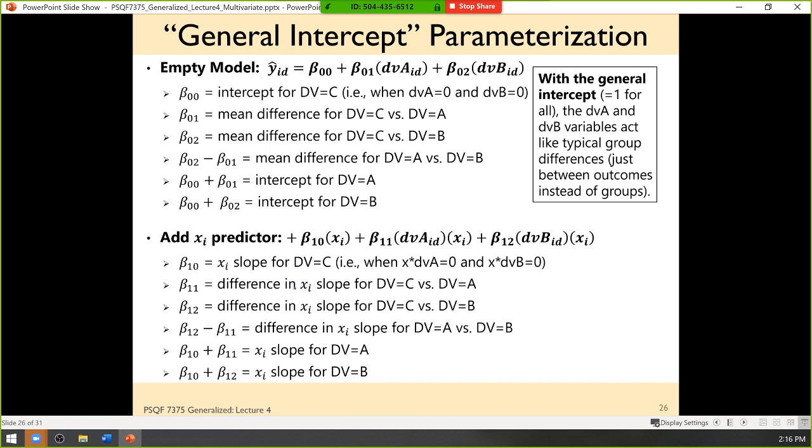Beta 1 is the difference in the effect of x for a relative to c. Beta 2 is the difference in the effect of x for b relative to c. And I can get the remaining difference as a linear combination, and then 2 linear combinations for what the slope is for each one. So this is the setup that you're used to, where there's one intercept and everything else that enters the model is some kind of difference relative to that anchor reference group, or reference dv in this case.